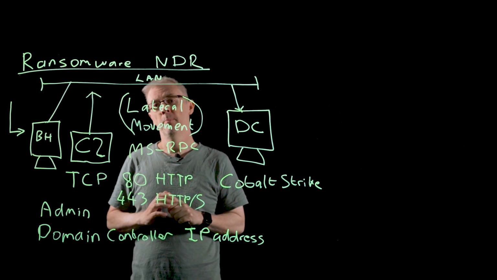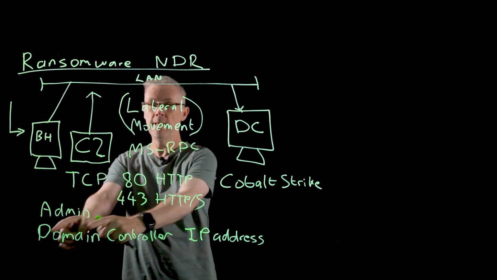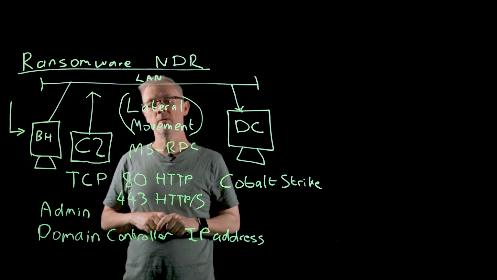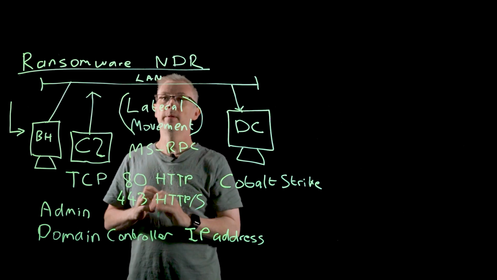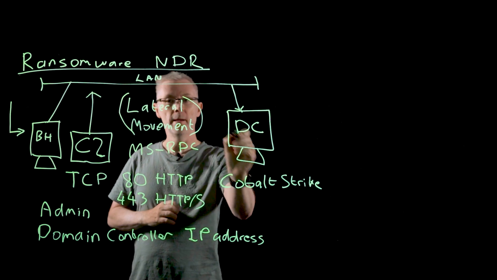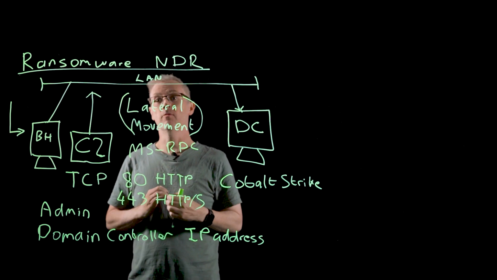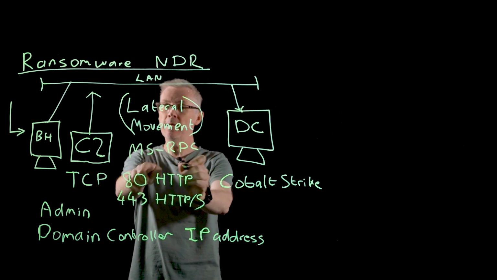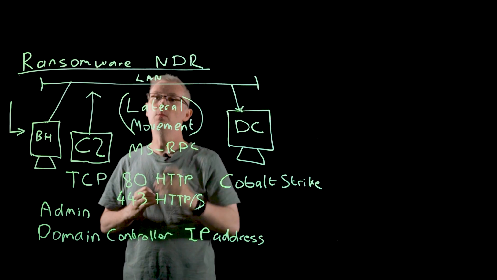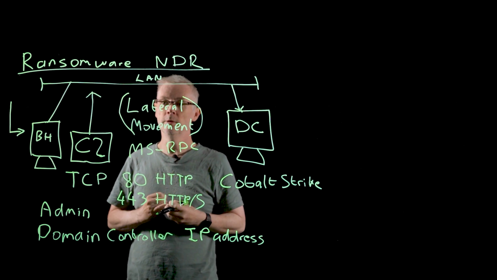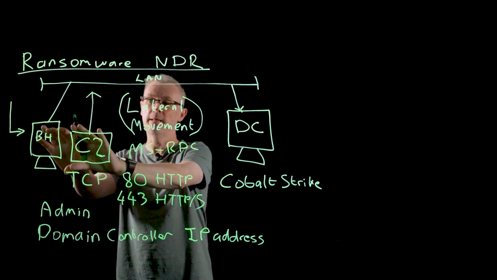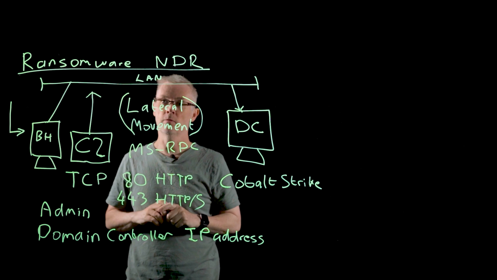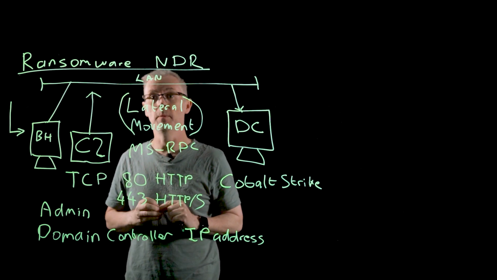RevealX has a capability built into it that we call domain controller assisted decryption. Simply what this means is this protocol MSRPC is encrypted, but the domain controller holds the keys to decrypt it. So RevealX logs into the domain controller and asks it for the keys, which then allows us to see what's happening inside the lateral movement. We can see the malware being sent from the Beachhead server to the domain controller. And we're the only network detection and response vendor that has this particular capability.